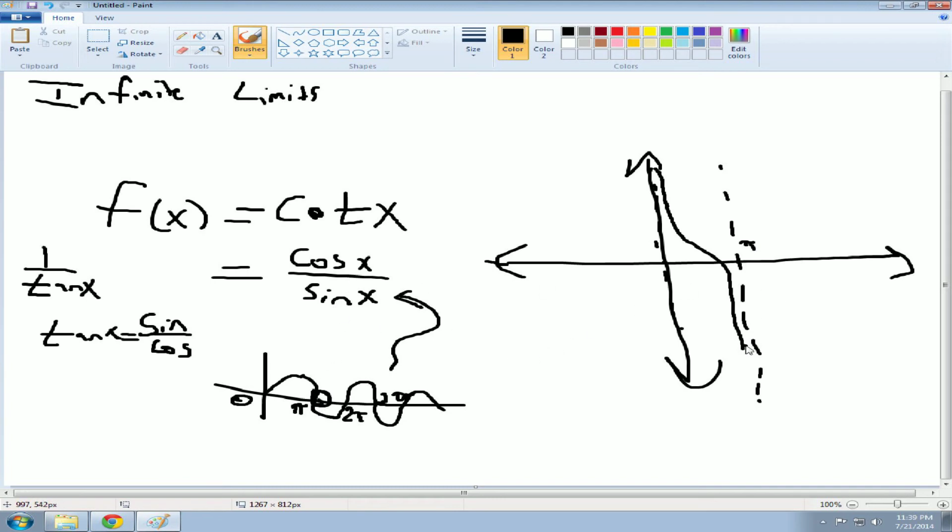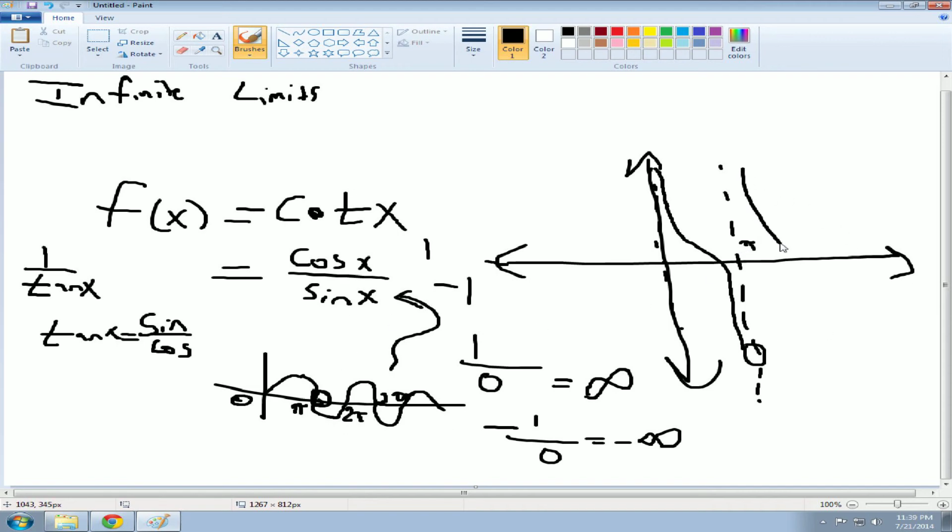And this is going to be negative, so this graph looks good, just because it goes positive where cosine is 1, and then down here, cosine is negative 1. So it's going to be negative infinity. So 1 over 0 is infinity. Negative 1 over 0 is equal to negative infinity, which kind of makes sense. So if we follow the same pattern, it will just look like this.